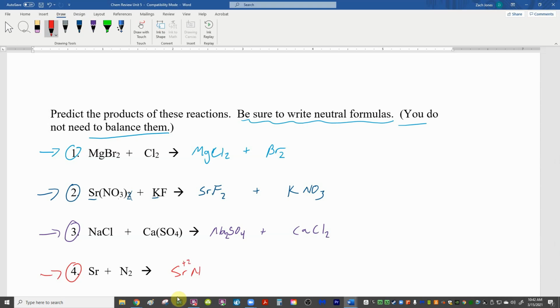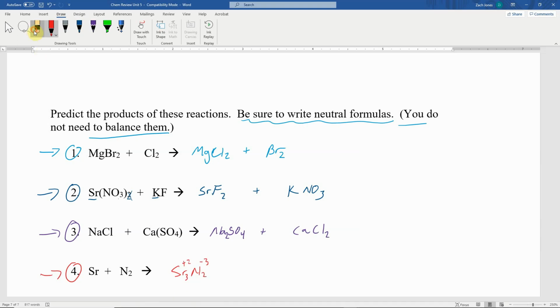Sr is +2 according to the periodic table, N is -3. So it's going to take 3 strontiums. If I write down 3 strontiums, it'll get a +6 total charge, and therefore it's going to take 2 nitrogens to get to a -6 total charge. And then when I'm done, I erase my charges. So yep, leaving those subscripts, super important.